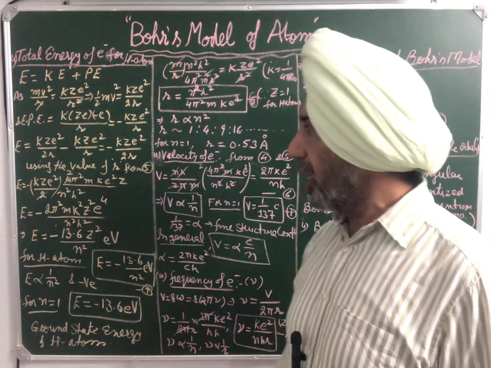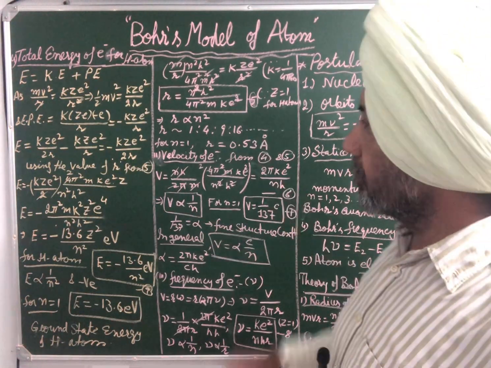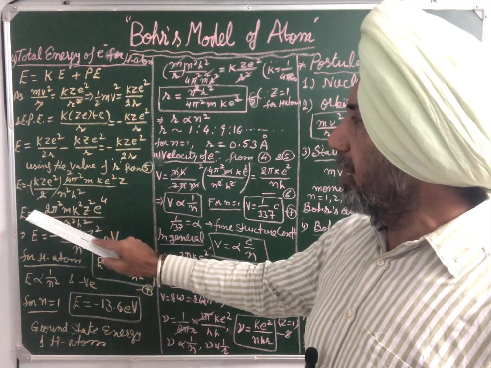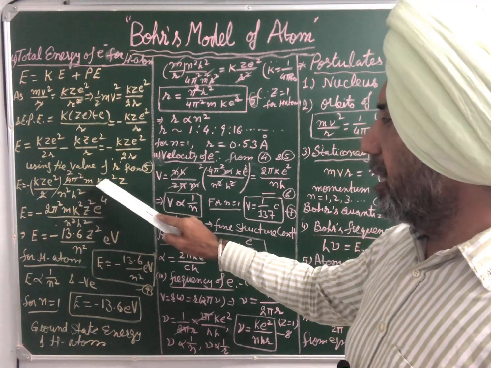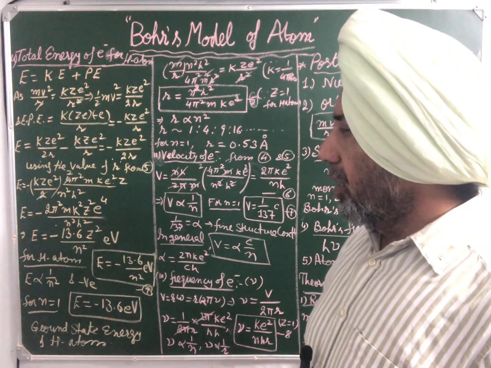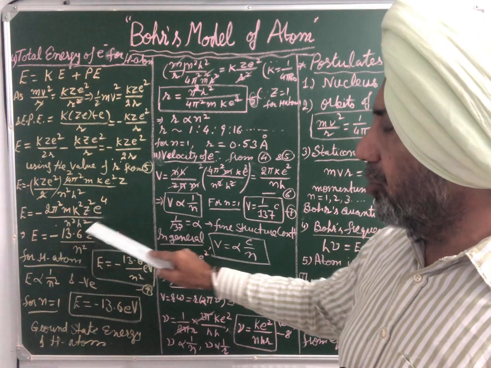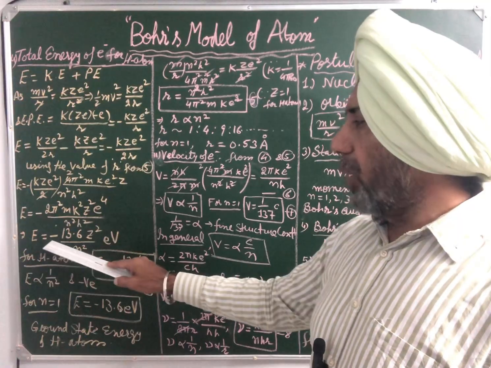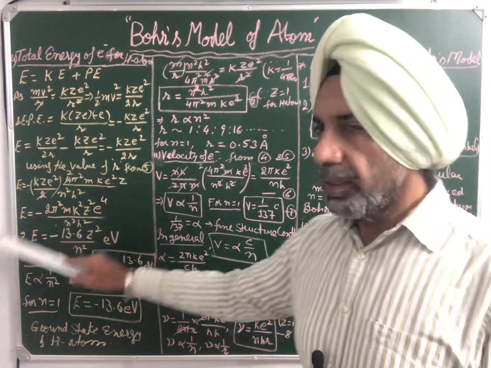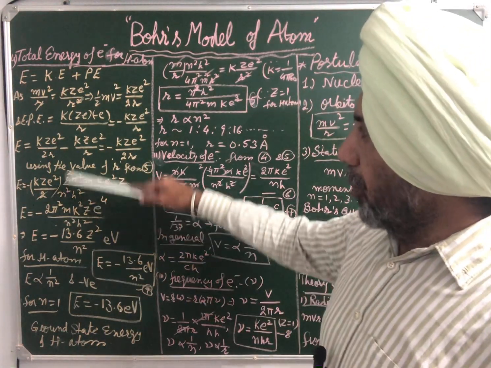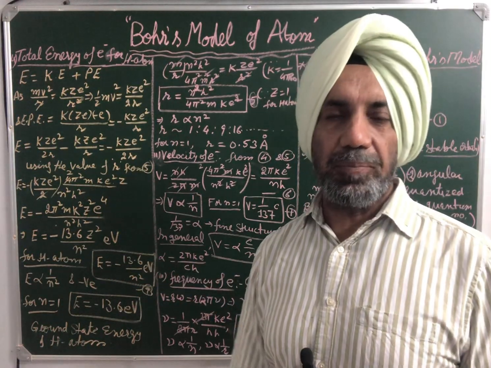Simple mathematics, using the value of r from equation number 5. So we have E is equal to minus k z e square upon 2, substituting the value of r, with n square h square in the denominator, 4 pi square m k z e square. If simplified, it will be minus 2 pi square m k square z square e to the power 4 upon n square h square. Or E is equal to minus 13.6 z square upon n square electron volt. You have to remember this relation. No need to remember all these formulas. Remember this relation: E is equal to minus 13.6 z square upon n square.